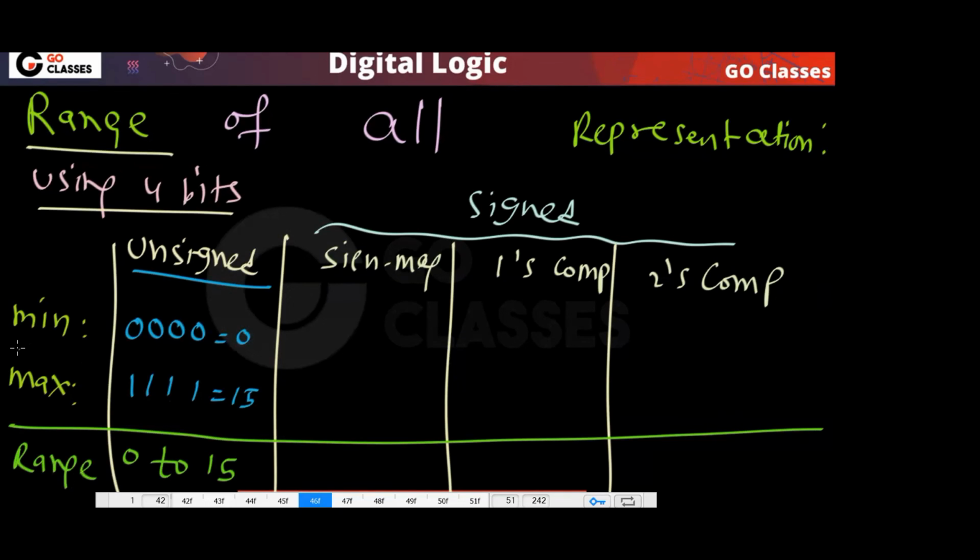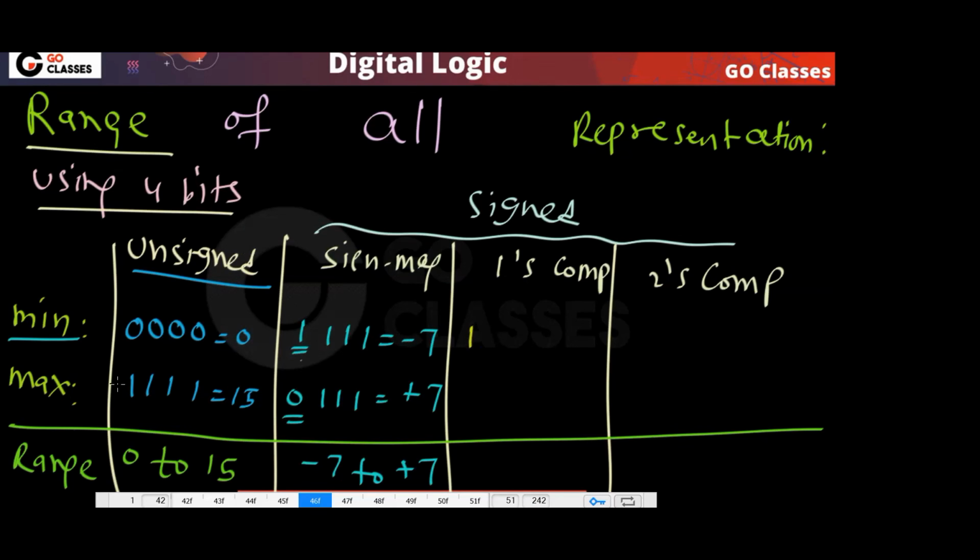So what is the minimum in sign magnitude? The minimum will be 1 followed by all ones, and the maximum will be 0 followed by all ones. So the minimum will be minus 7 and the maximum will be plus 7. So the range is minus 7 to plus 7.